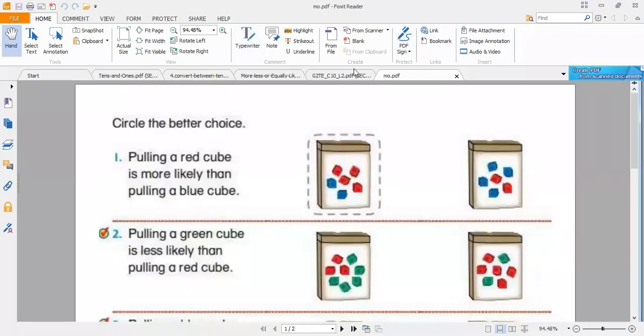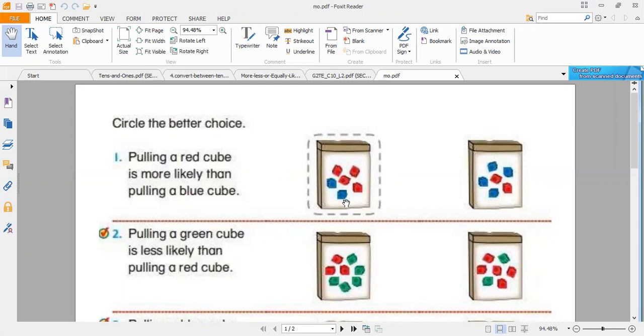Okay, in this question, circle the better choice. Question number 1. Pulling a red cube is more likely than pulling a blue cube. Here I have two bags, and inside these two bags we have red cubes and blue cubes. He wants me to choose which bag has more red cubes than blue cubes. Why? Because he said pulling a red cube is more likely than pulling a blue cube.